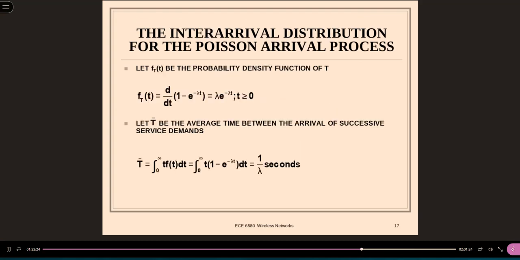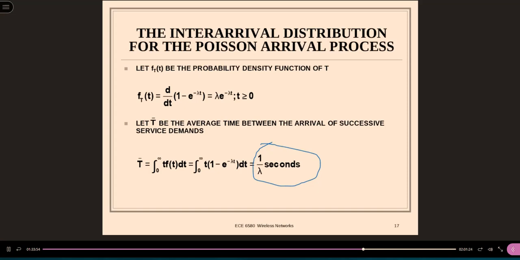And those two numbers have to add up to 1. And so we get then the probability density function of the interstate arrival process, which looks like this. f(t) is the differential of the probability distribution function, 1 minus e to the minus lambda t, or lambda e to the minus lambda t. And from that, we can compute an average value, and t bar then becomes 1 over lambda seconds.